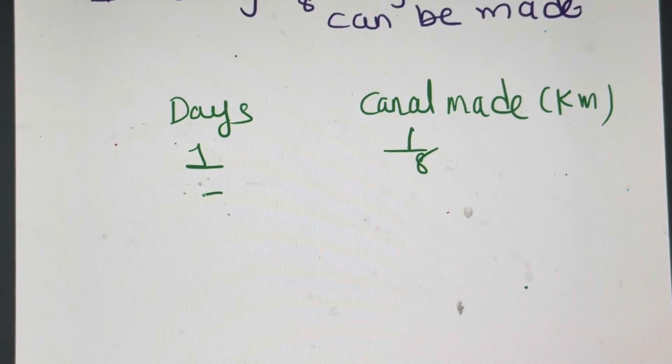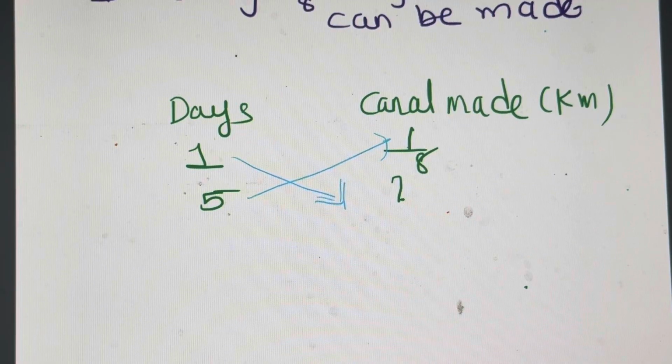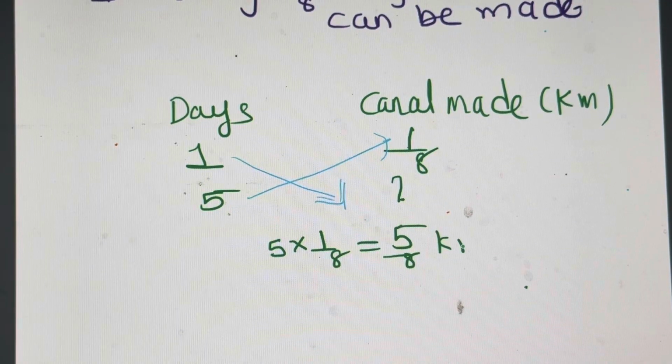And they have asked 5 days in a week. So they are working 5 days in a week. Now if we cross multiply, just see. When you use this keyword method, it's very easy for you to decide. Here it is multiplication. 1 is going down, means divide by 1. So that will not make much of a difference. So 5 into 1 upon 8, which is 5 upon 8 kilometers. Or you can understand it in terms of, in 1 day, 1 upon 8 kilometers. So 5 days, 5 upon 8 kilometers.